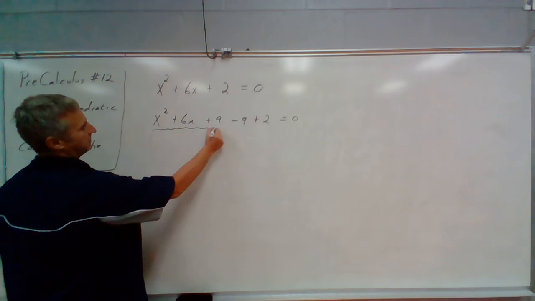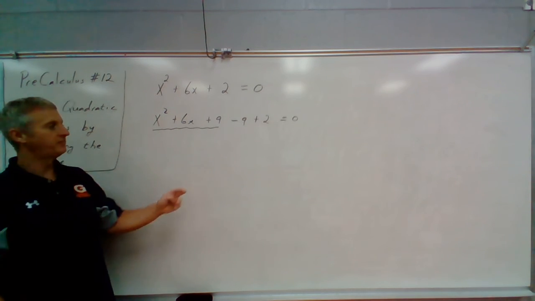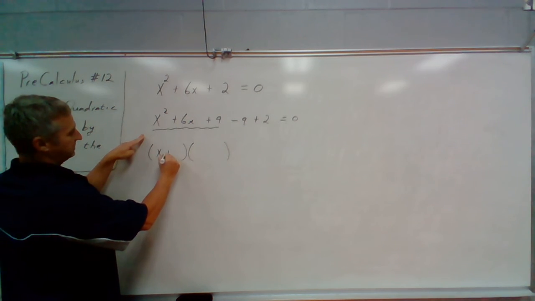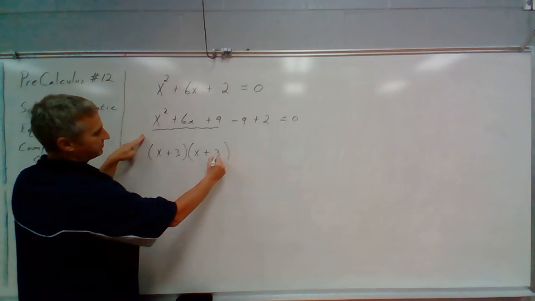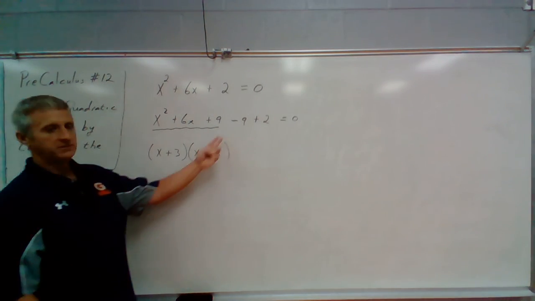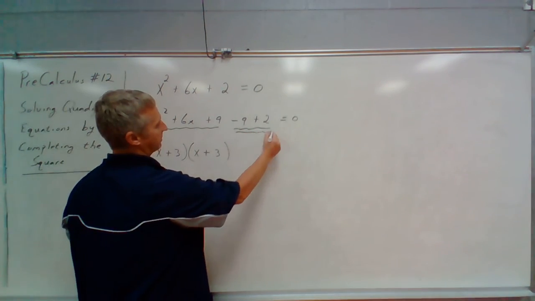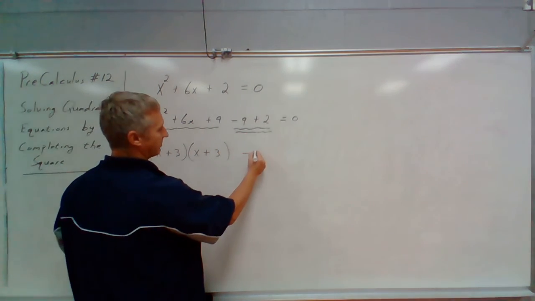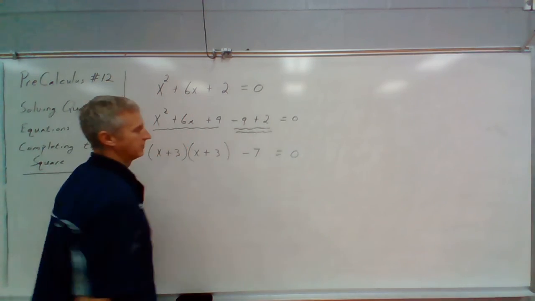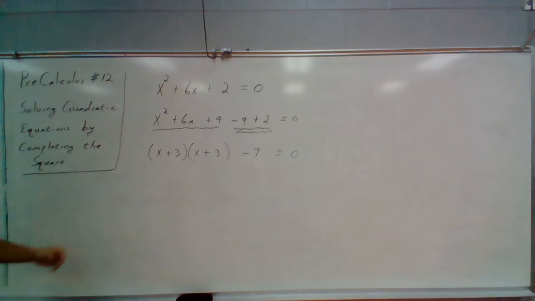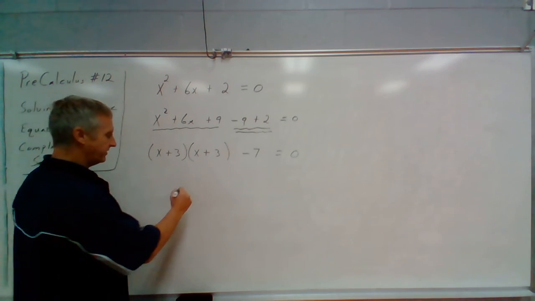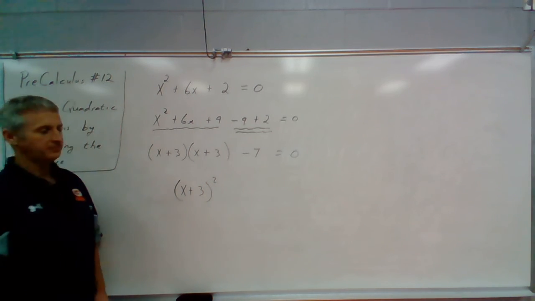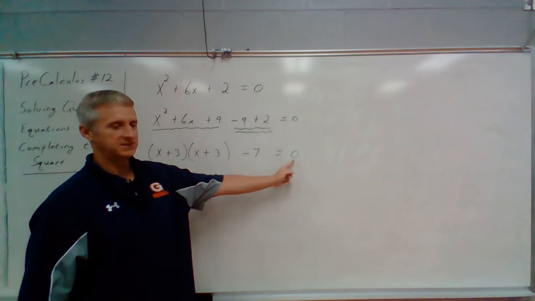But now, this part that I have underlined will factor. That will factor as x plus 3 and x plus 3. Okay. Then I can simplify this part. Negative 9 plus 2 is negative 7. If I've got x plus 3 times x plus 3, I can write that as x plus 3 squared. And I can add 7 to both sides to get this 7 over here.